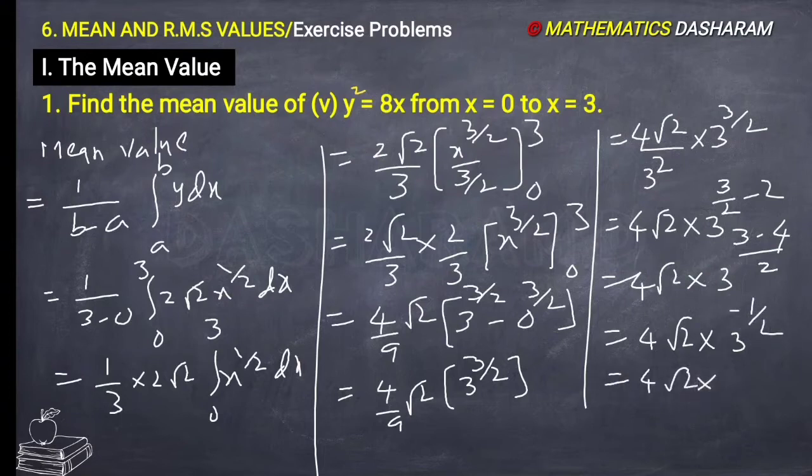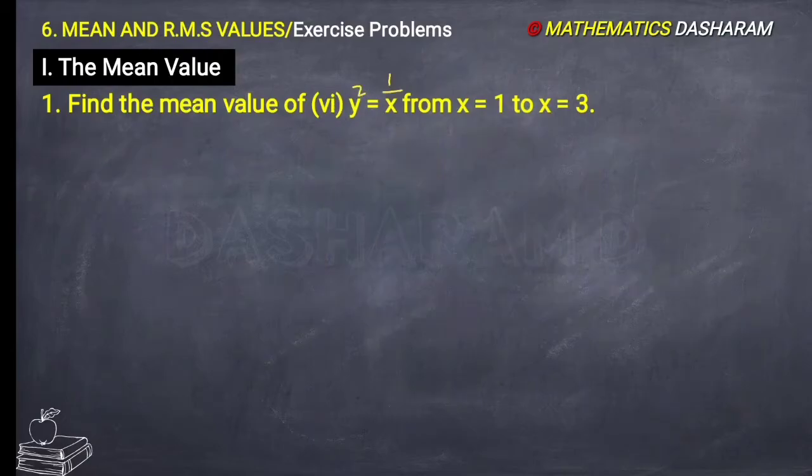4 root 2 into 3 to the power of minus 1 by 2 is 1 by 3 to the power of 1 by 2. So then the final answer is 4 root 2 by 3 to the power of 1 by 2, which means it is 4 root 2 by square root of 3. So this is our required answer.